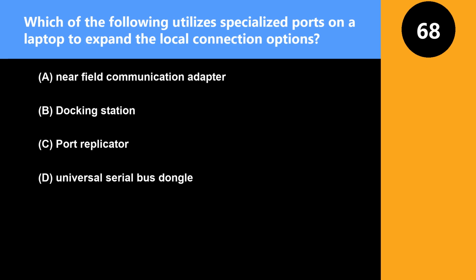Question 68. Which of the following utilizes specialized ports on a laptop to expand the local connection options? Option A. Near-field communication adapter. Option B. Docking station. Option C. Port replicator. Option D. Universal serial bus dongle. The correct answer is option B. Docking station.